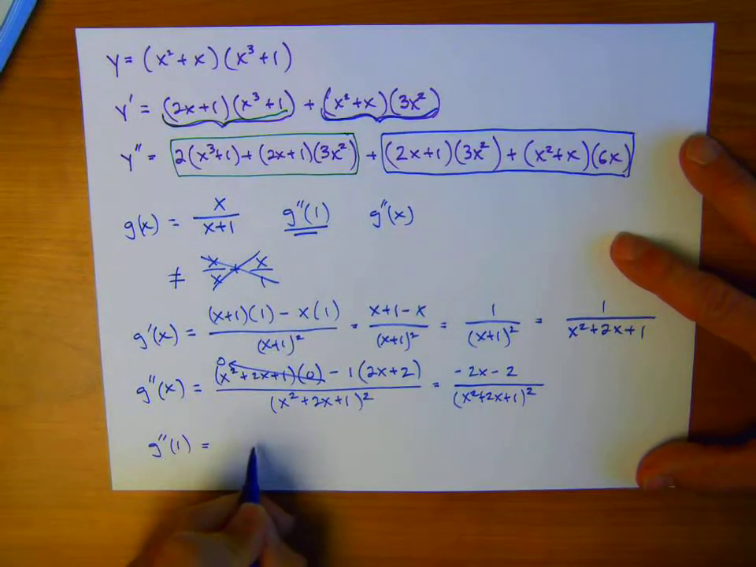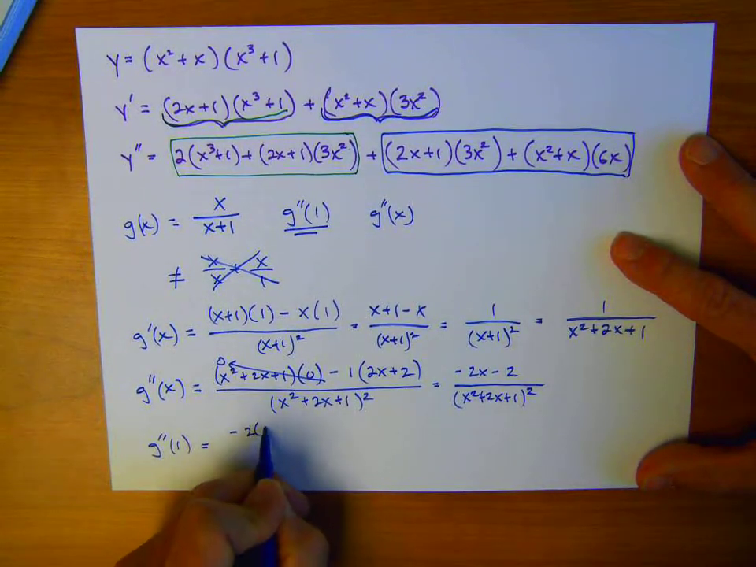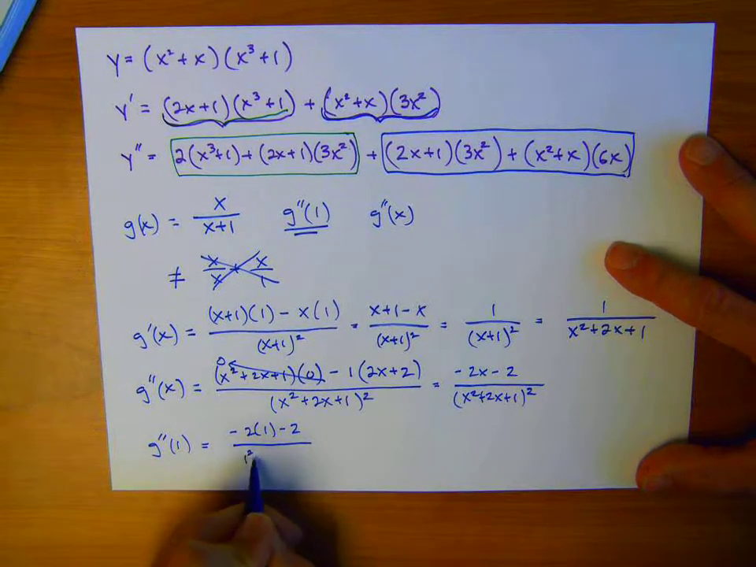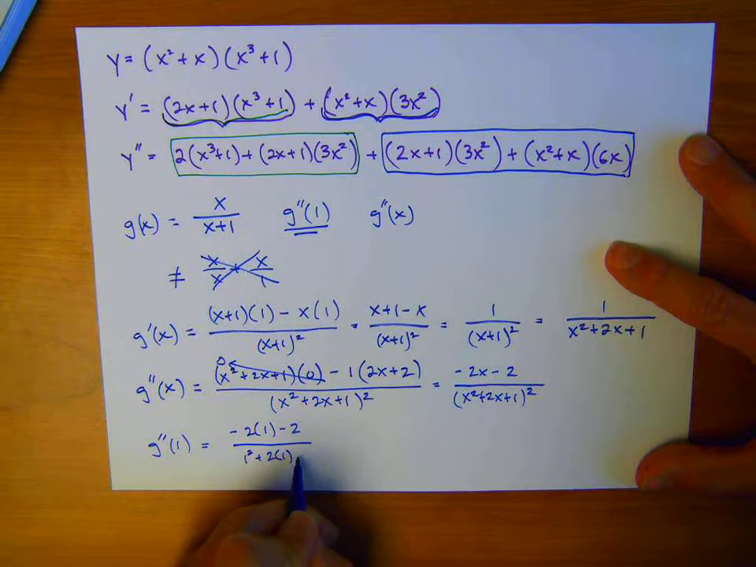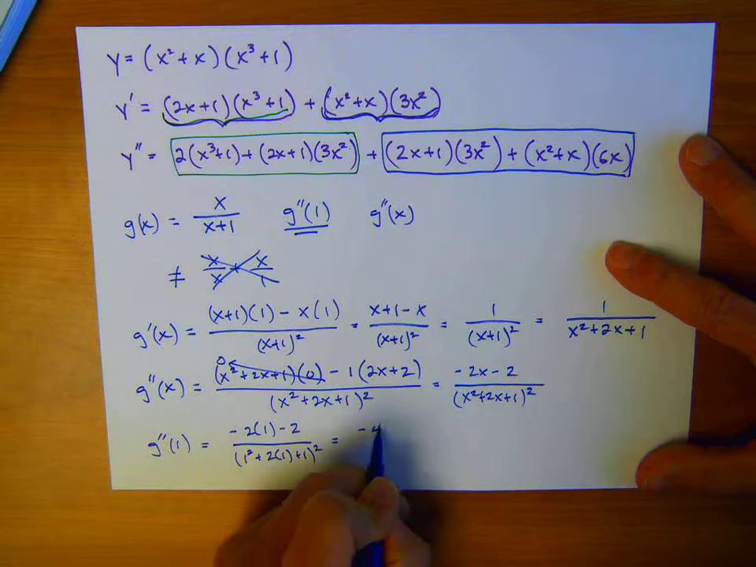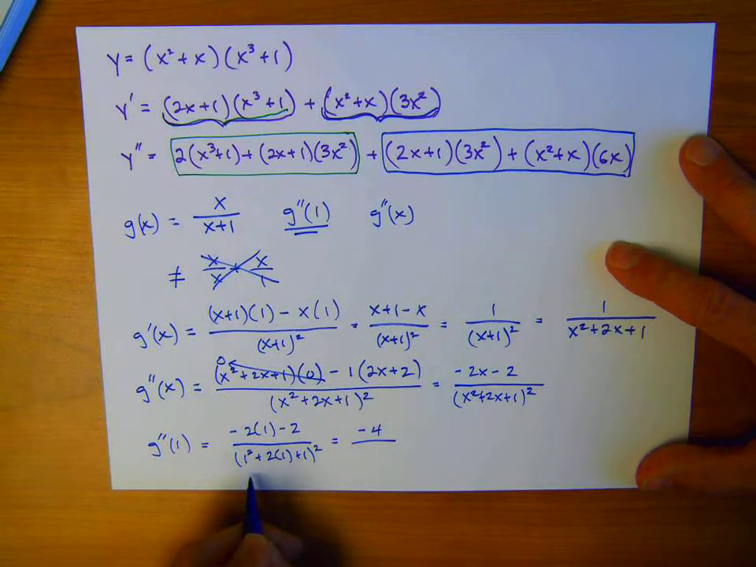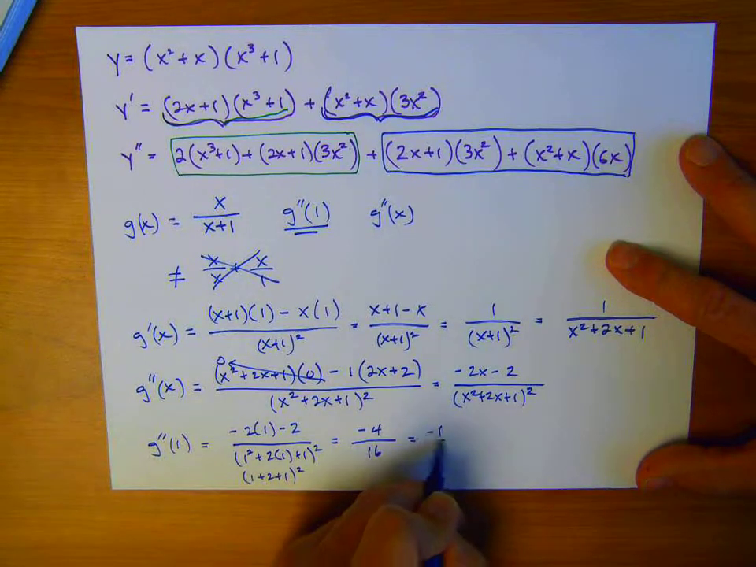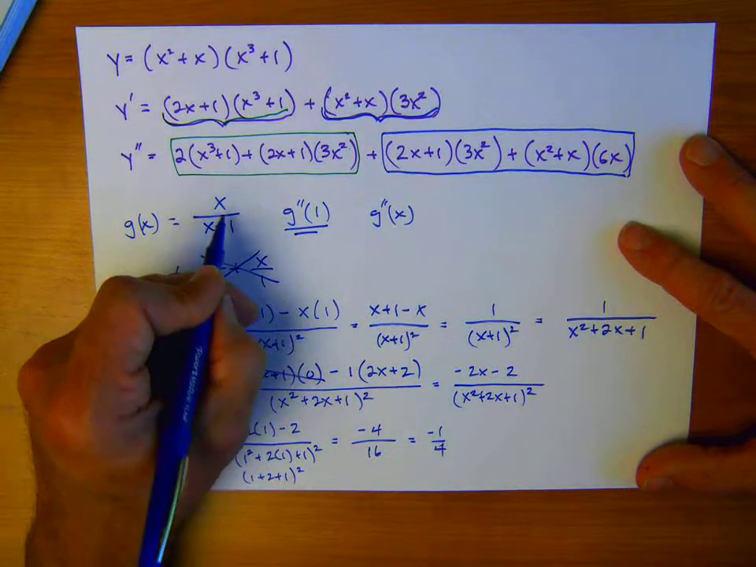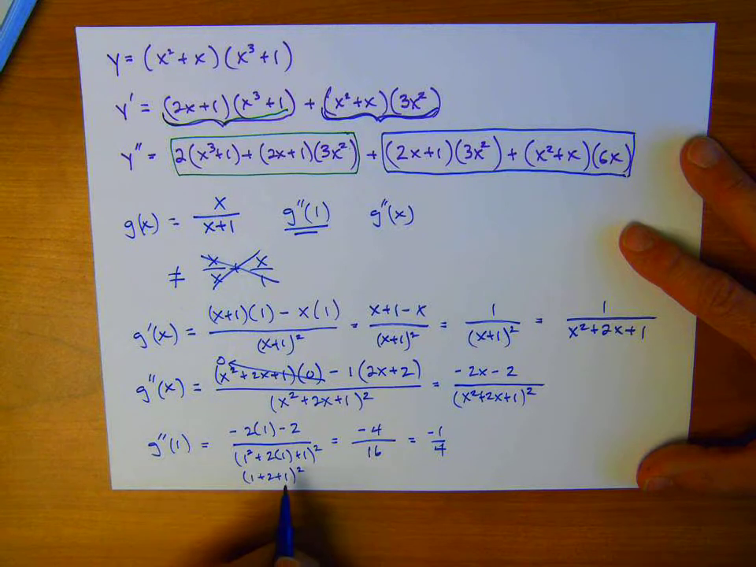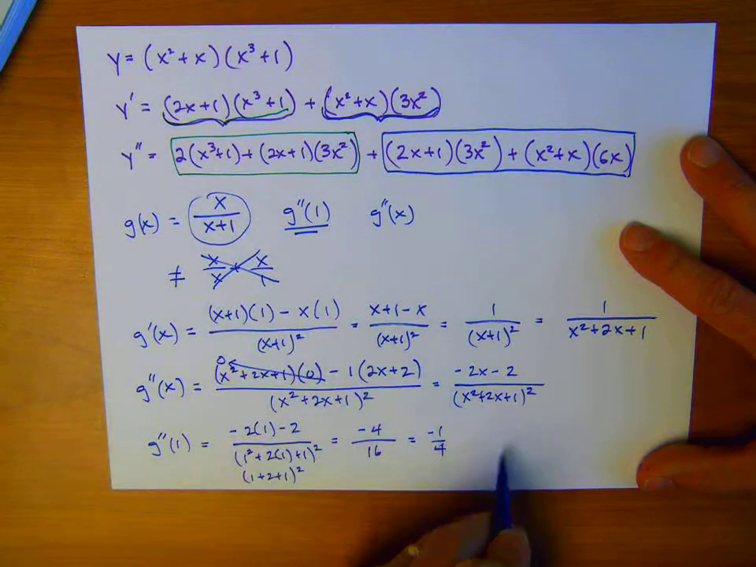Now let's go ahead and substitute 1. So I have negative 2 times 1 minus 2 over 1 squared plus 2 times 1 plus 1 quantity squared. That's negative 2 minus 2, that's negative 4. And down here I have 1 plus 2 plus 1 squared. Well, that's 4 squared, so that's 16, so that's negative 1/4. So that's the second derivative of this function evaluated at 1. It's negative, so at x equals 1, this function right here is concave down.